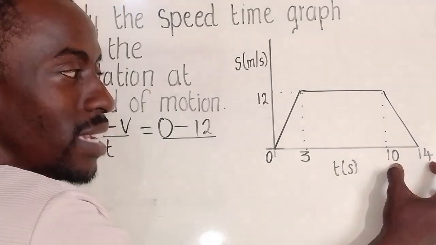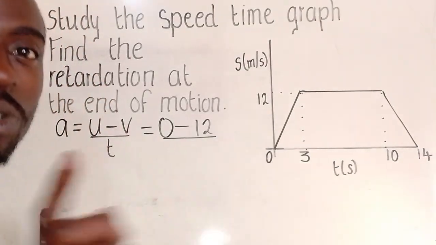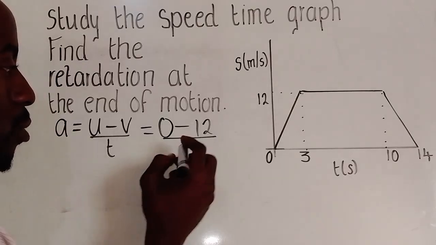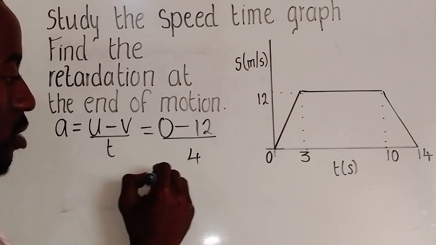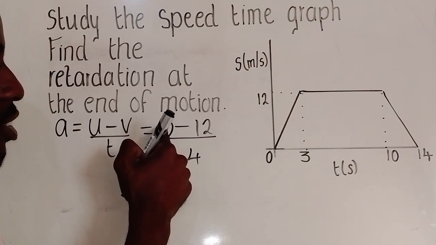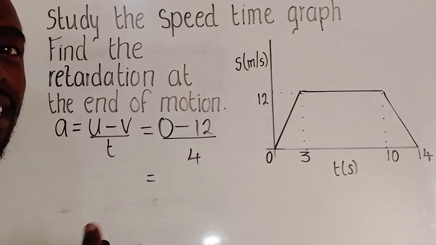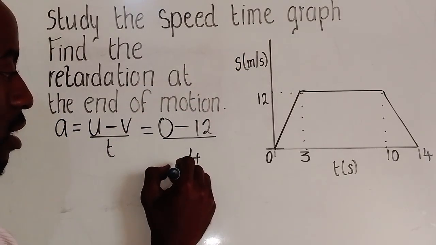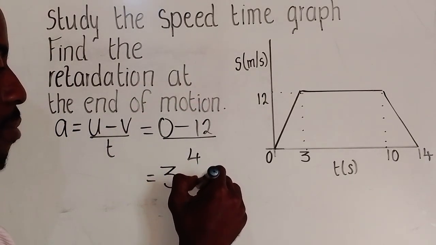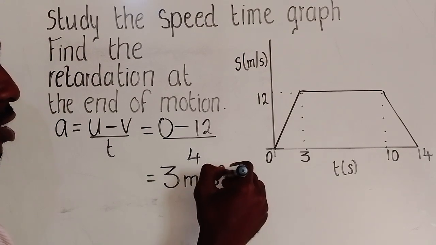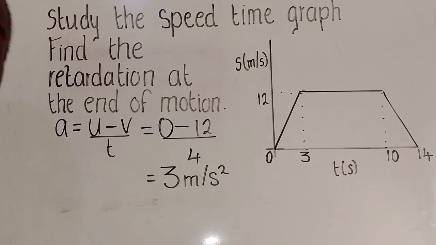Now how about the time? You find 14 minus 10 is going to give me 4. So here you put the 4. So you say equal: 0 minus 12 is going to give me negative 12. So negative 12 over 4 is going to give me negative 3 meters per second squared, which is the answer.